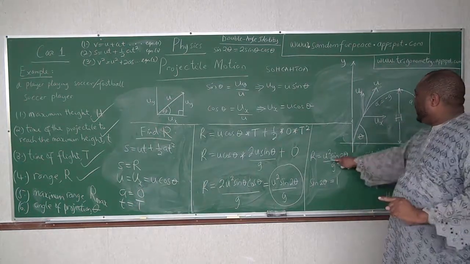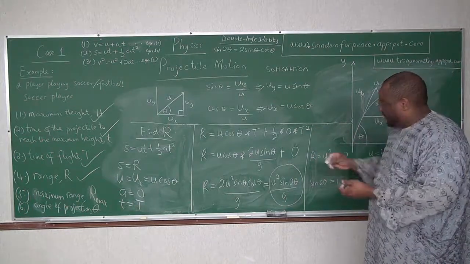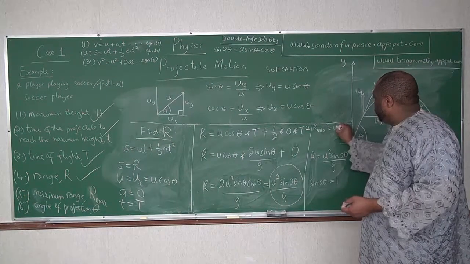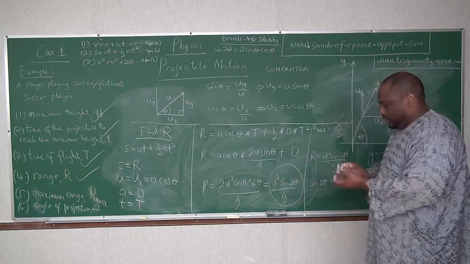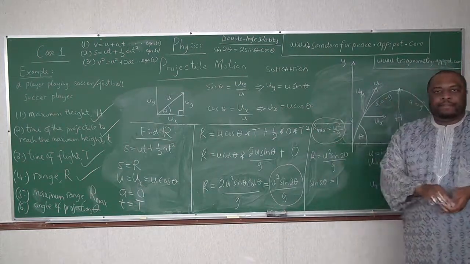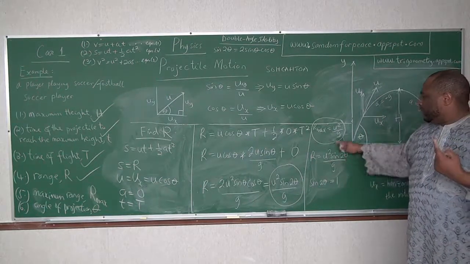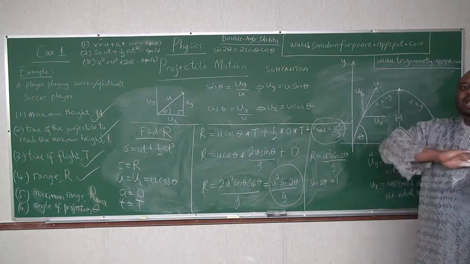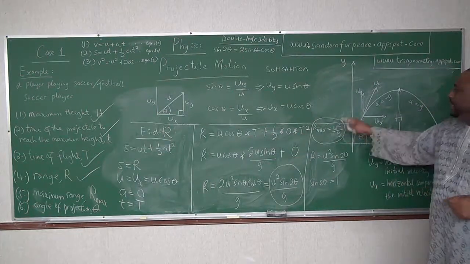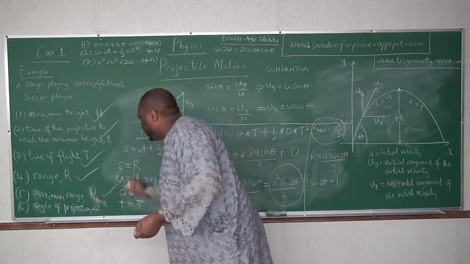So in that case, R max would be u squared over g. That is our R max in that case. Because if this is not 1, then it will affect this value. So the farthest distance is u squared over g. So we got that taken care of.